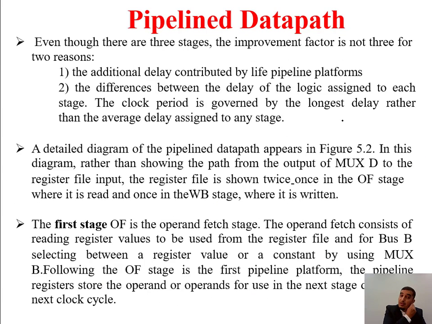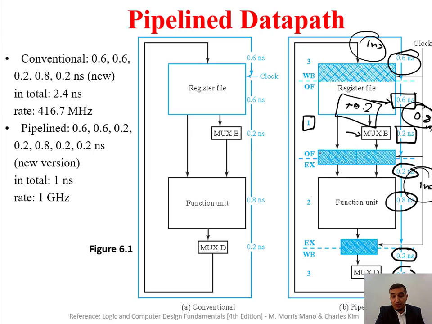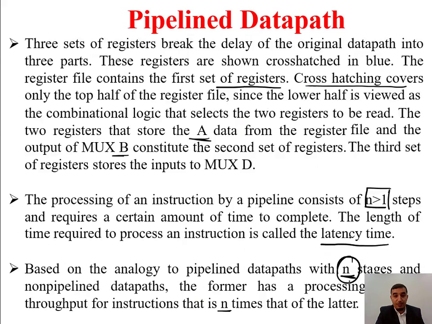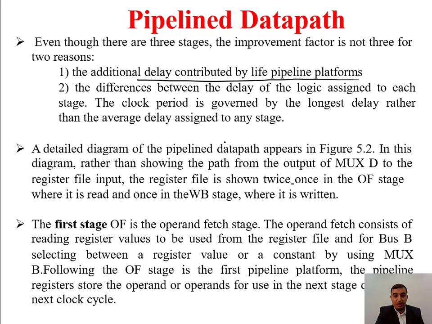So even though there are 3 stages, the improvement factor has not been 3. The addition of the delay contributes to the pipeline. We added the delay from the platform registers. So what we added here is 2 platform registers. Here is 0.2 and here is 0.2, and we lost here 0.2. So 0.2 plus 0.2 plus 0.2 is 0.6. This 0.6 basically ended up giving us that delay, the difference from the delay for the logic which we talked about earlier.